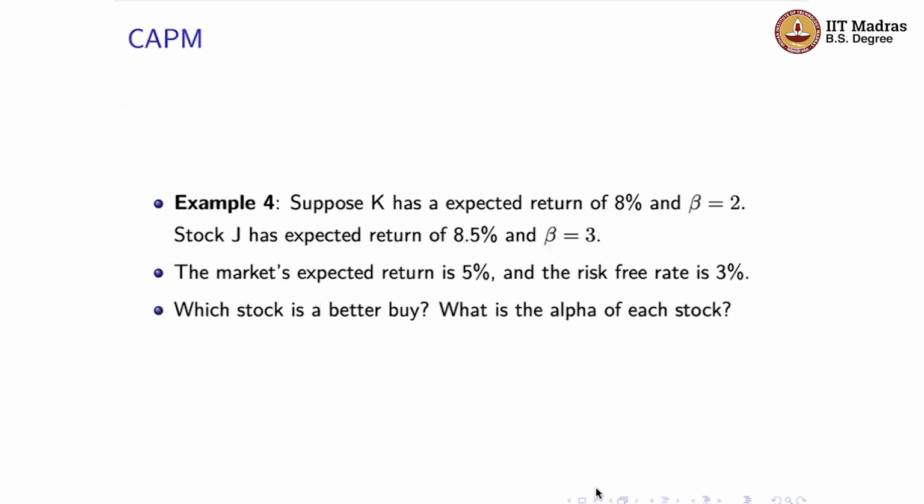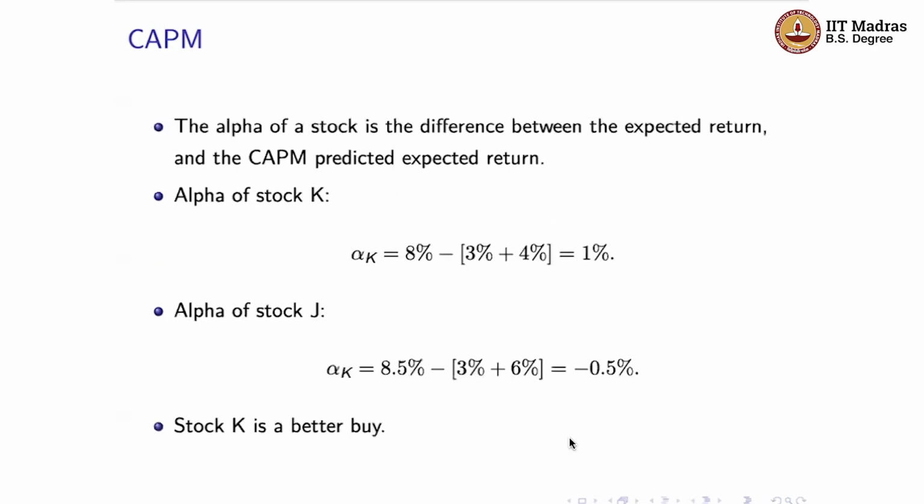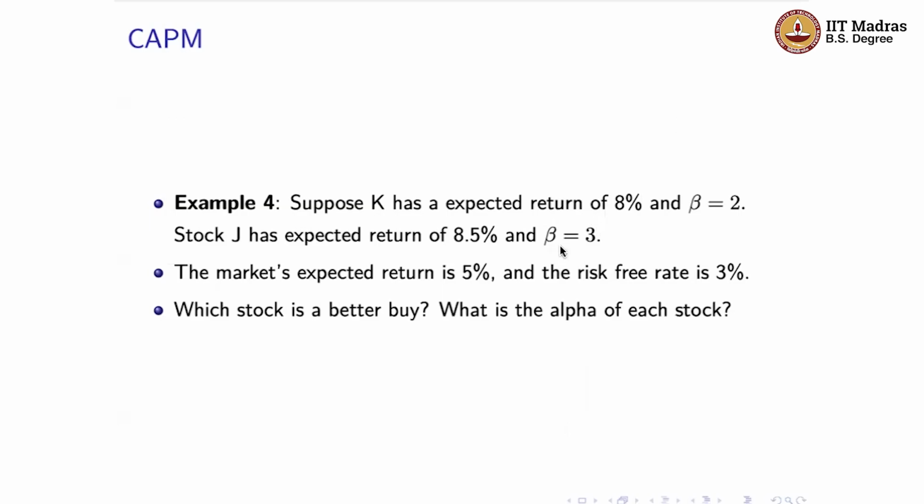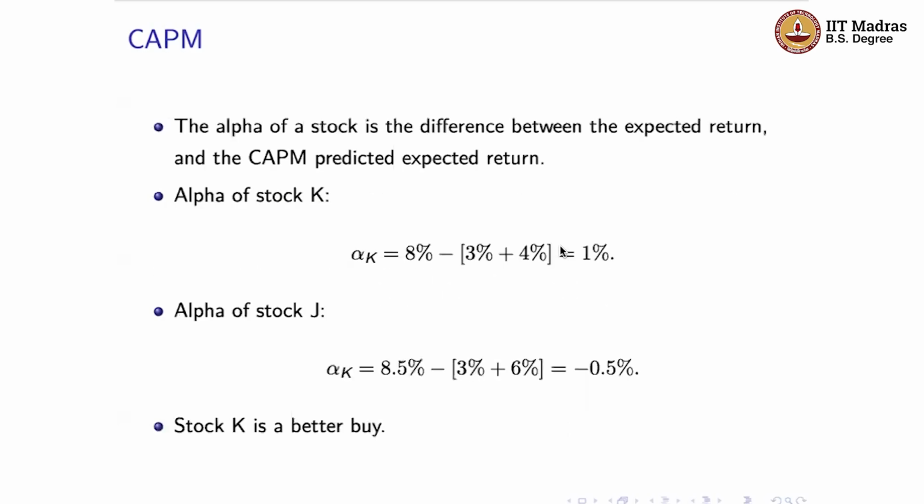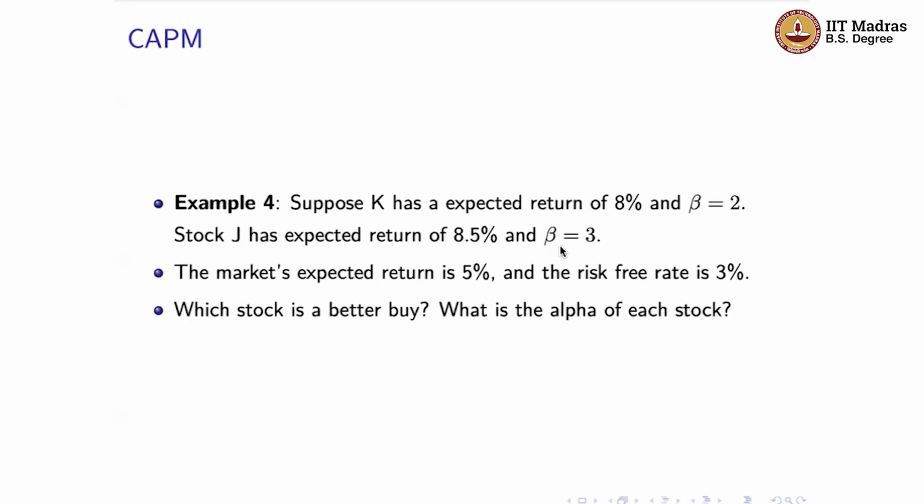As a hint, we should perhaps start out by looking at what's the alpha of each stock. If you remember the definition of alpha, this is basically the difference between the expected return, which is given to us, and the expected rate of return, which is implied by the CAPM. So how can we go ahead and do these calculations?